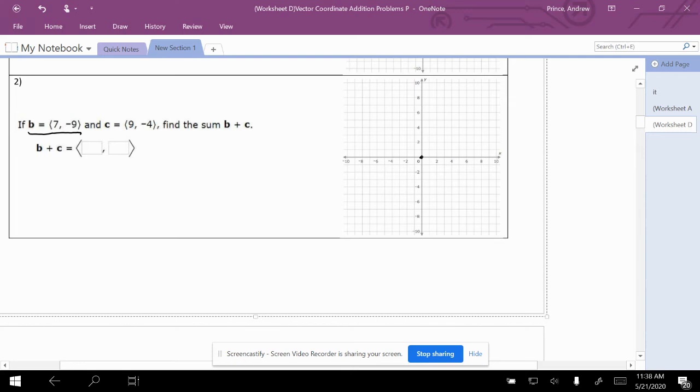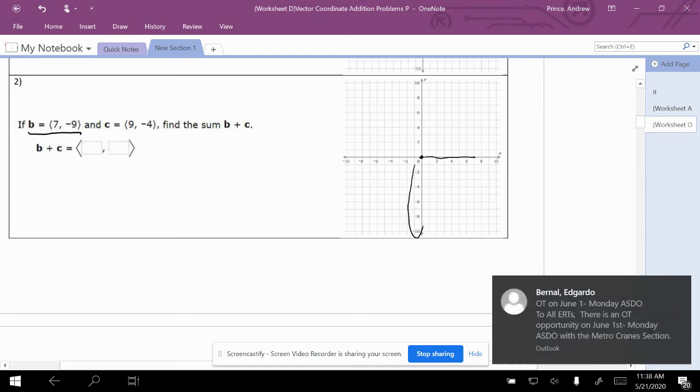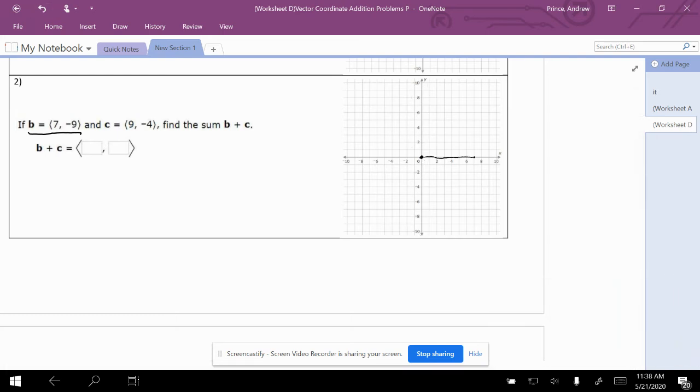So I'm going to come over here to my point of origin, which is 0, and I'm going to say, okay, I'm going to come over 7, and then I'm going to go down -9. So remember, the negative values are down, and the positive values are up. So I'm going to come down -9, and that's going to be my first vector. So I'm going to draw a line from the origin to the coordinate, and I'm going to call that B.